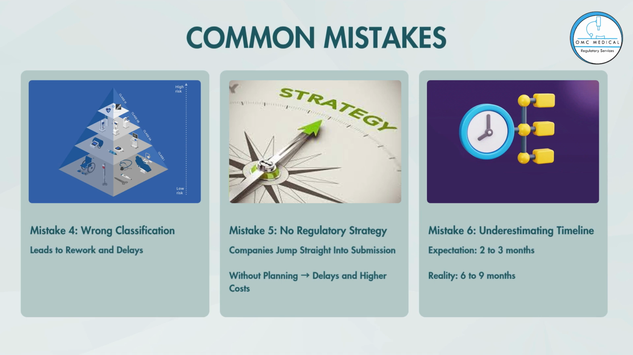Mistake 5, no regulatory strategy. Companies jump straight into submission without planning, which leads to delays plus higher costs. Mistake 6, underestimating the timeline. Expectation: 2 to 3 months. Reality: 6 to 9 months.